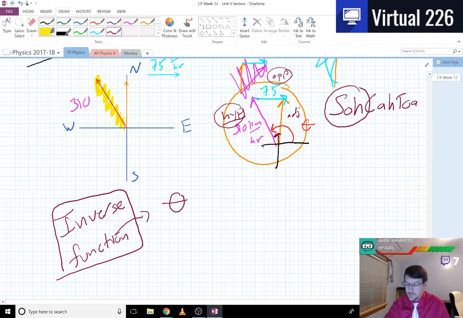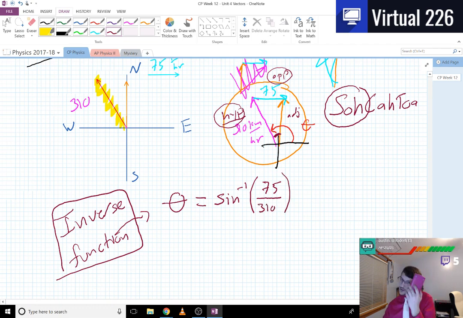We're using sine. So we can say theta equals the inverse sine, or the arc sine, depending on who you've got teaching you, of the opposite, 75, divided by the hypotenuse, 310. If you bust out your calculator, you make sure it's in degrees, and you just punch that in real quick. We find that our angle here is 14 degrees.